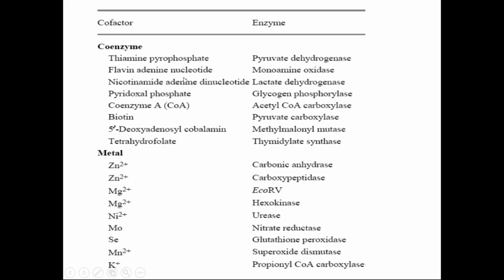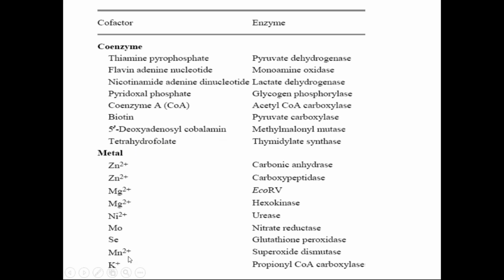Thiamine pyrophosphate, TPP, is required in the oxidative decarboxylation of pyruvate dehydrogenase. FAD or FMN is required for monoamine oxidase. NAD, the cofactor of niacin, is required for lactate dehydrogenase. Pyridoxal phosphate is the cofactor in glycogen phosphorylase, and you have tetrahydrofolate, which is involved in one carbon transfer and acts as a coenzyme for thymidylate synthase.